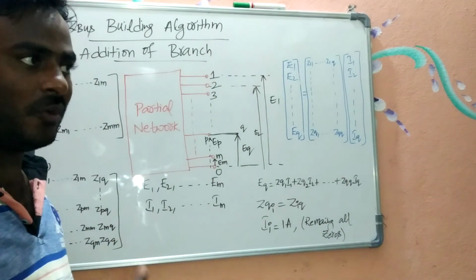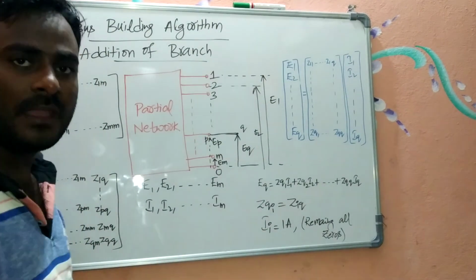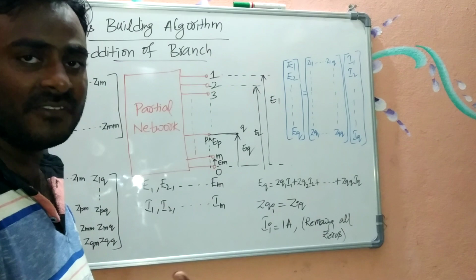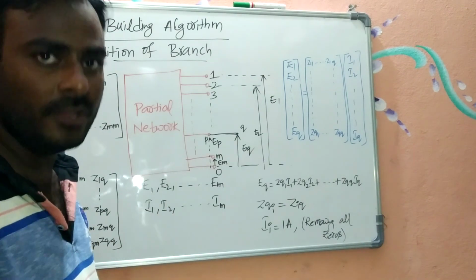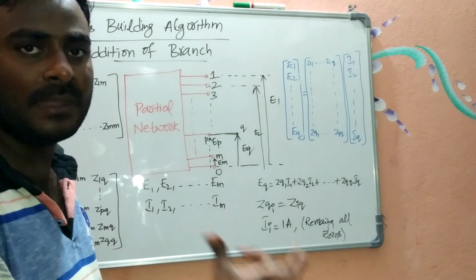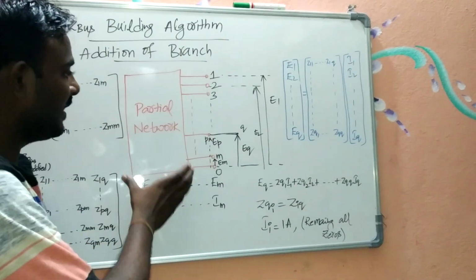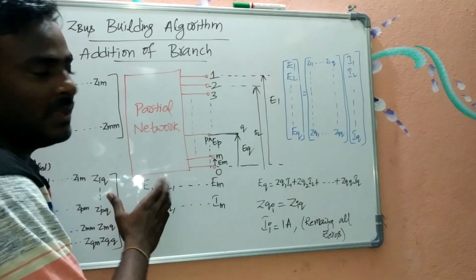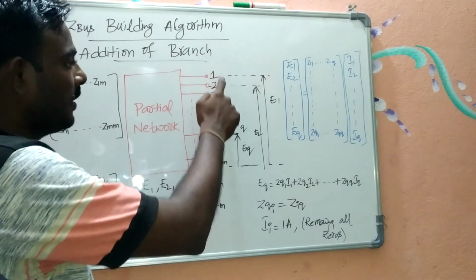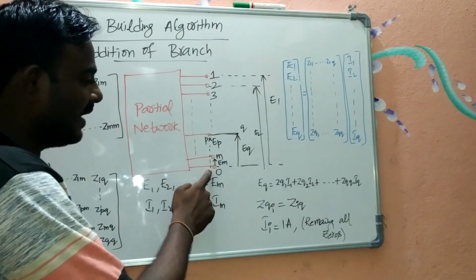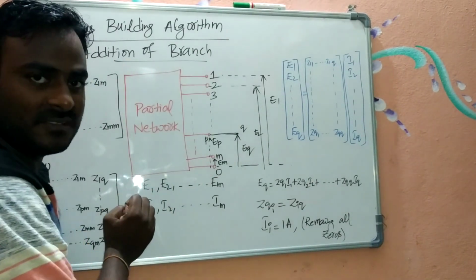In the last video, I told you that whenever an element is added between an existing node of the partial network and a new node, we can treat such an element as a branch. Here also, I am considering a partial network which consists of m nodes, 1, 2, 3 up to m, and 0, the reference node. This is the partial network I am considering.